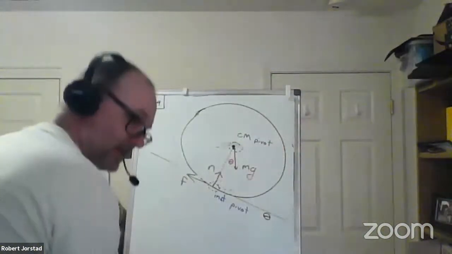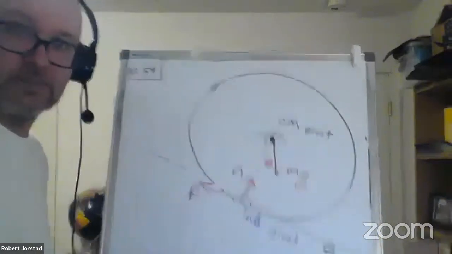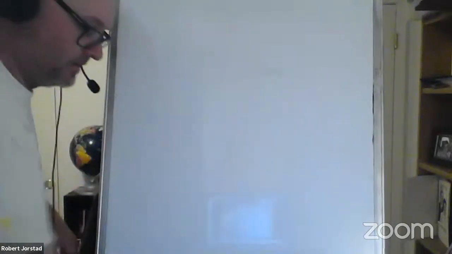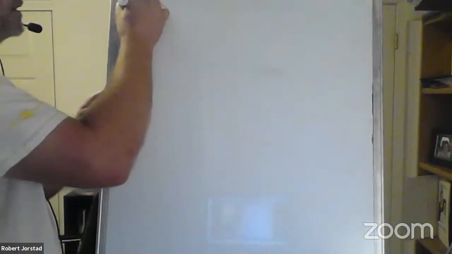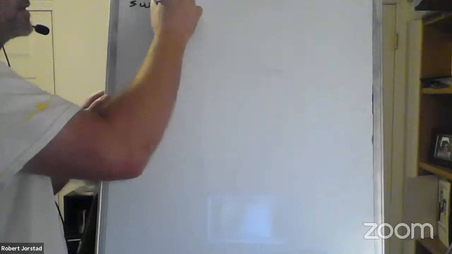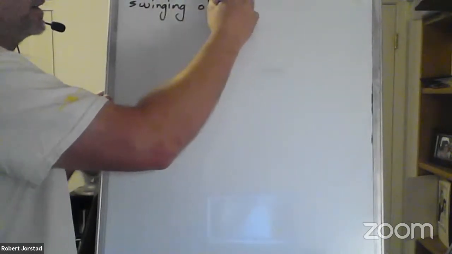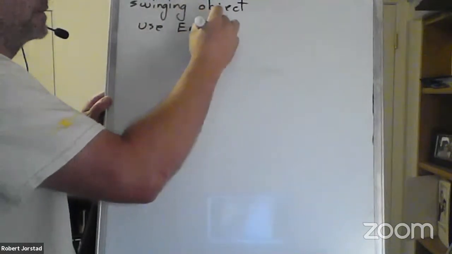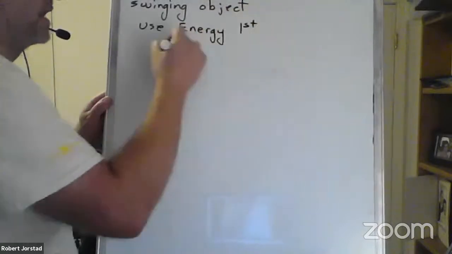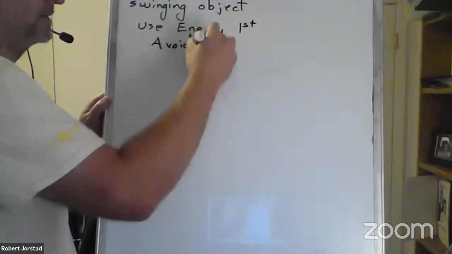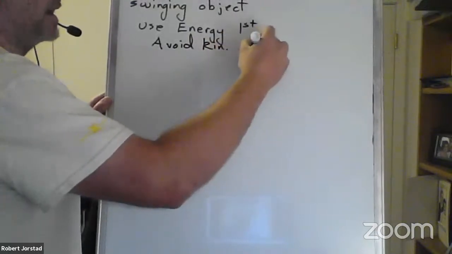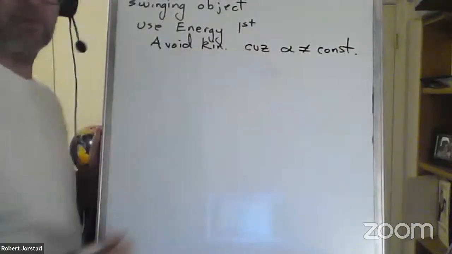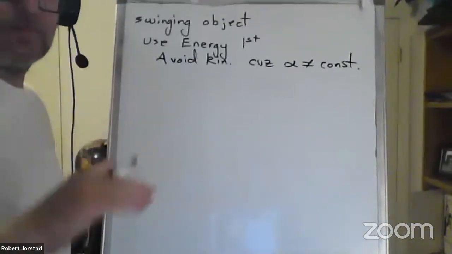Let's just write down everything we learned today, all right? Let's just do a hardcore summary, right? Okay. So, swinging object, use energy first. Avoid kinematics because alpha is not constant. That was a big thing we learned today for the swinging pendulums.